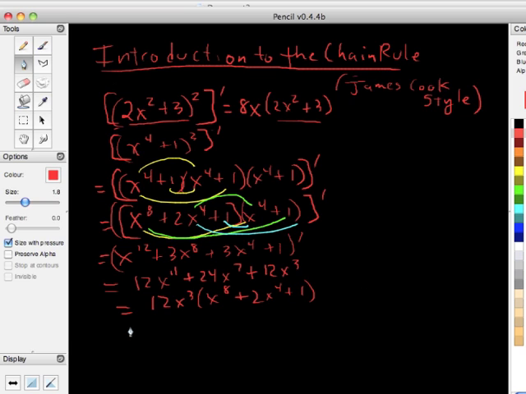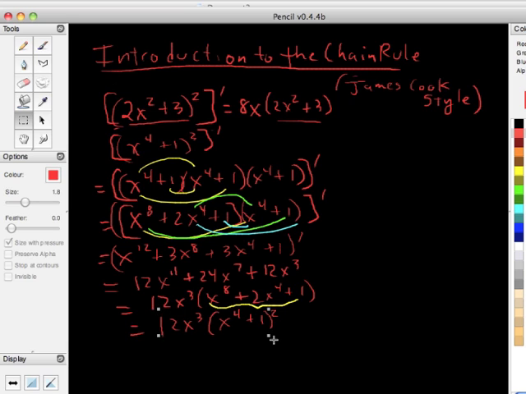I'm kind of rushing ahead here because I don't want to spend too much time. Rewind if you need to. We have 12x to the 3rd. Oh my gosh, look at this guy right here. That is (x to the 4th plus 1) squared. Wow, look at this. So let me take this and bring this right up here, because we just found it.